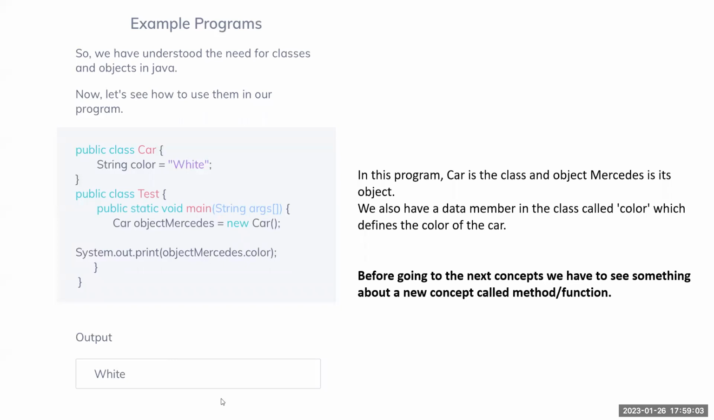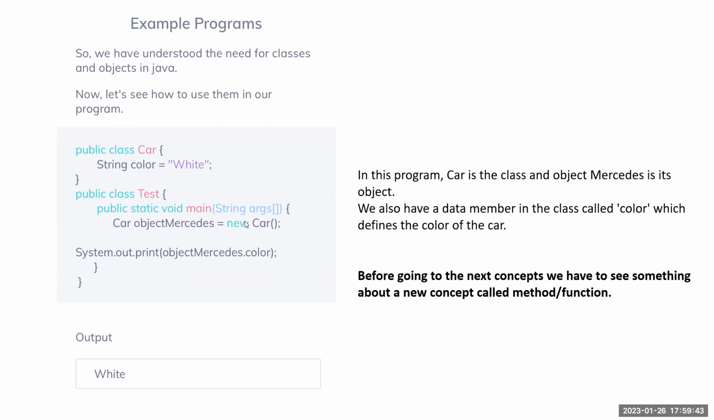Now what we are trying to do is utilize that object and call the property, not method, the property which we have in the data member. So objectMercedes.color. What is it going to print? The output is white. So that means you are able to access this data member using this object. This is a very small example of how you create a class and how you create an object for it.